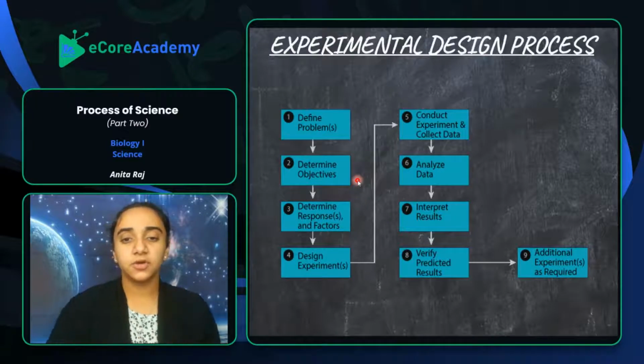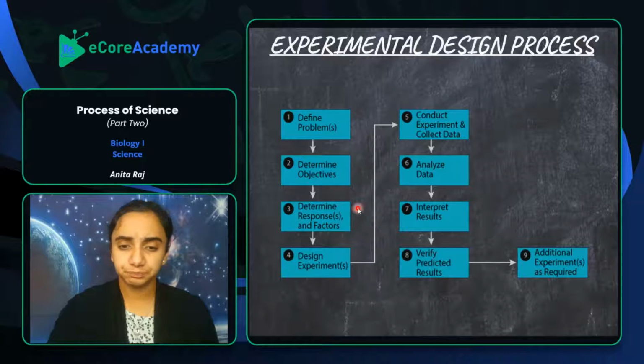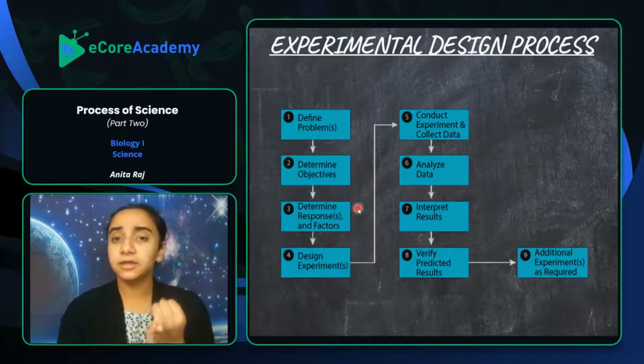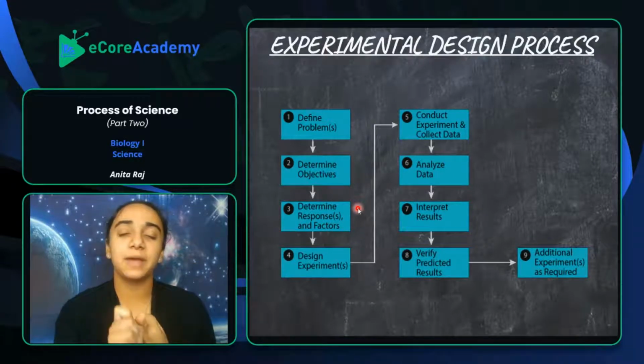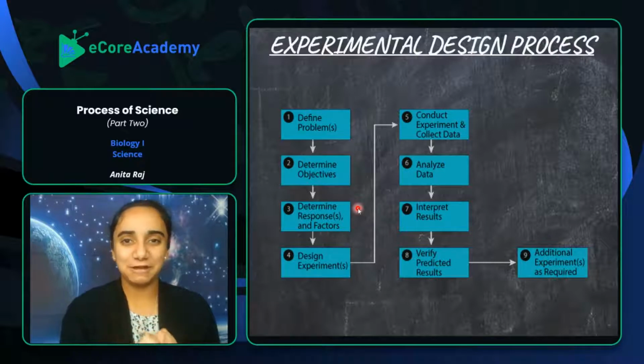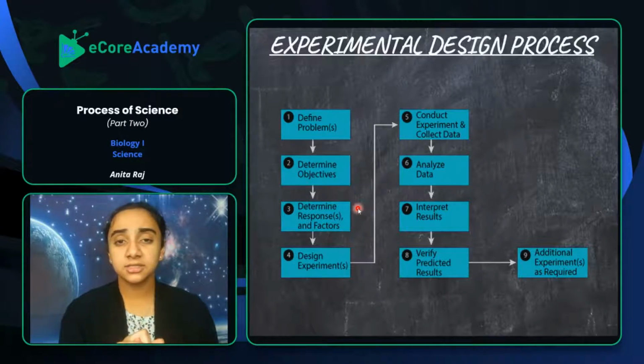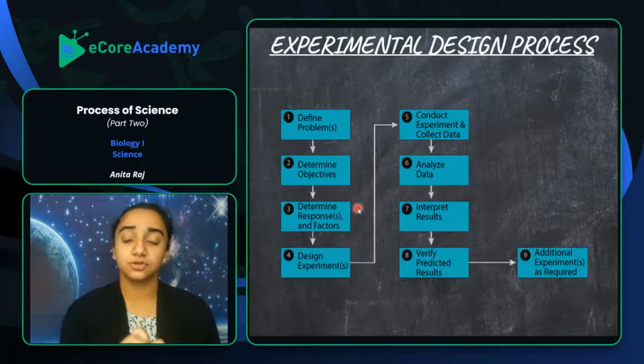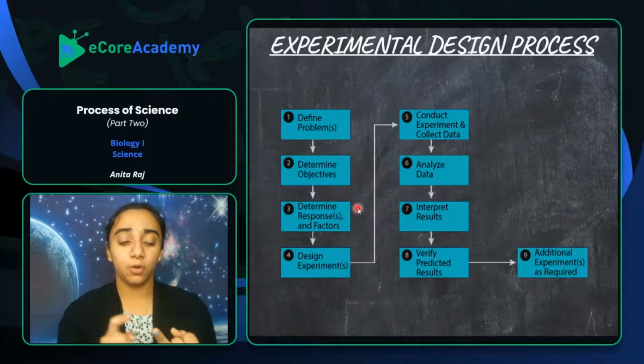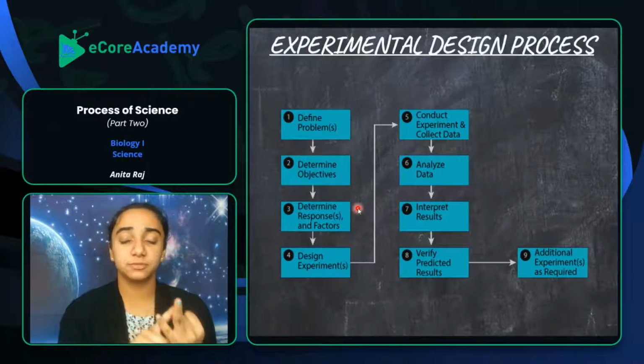Then you want to determine responses and factors. So this is pretty much your variables. So you define your independent variables, and you'd also define your dependent variables. There's something we're gonna learn about called constants. They're also variables, but constants are variables that stay the same. So no matter what, you don't change them. The only thing you change is the independent variable, and then the dependent variable will respond in response to that variable.